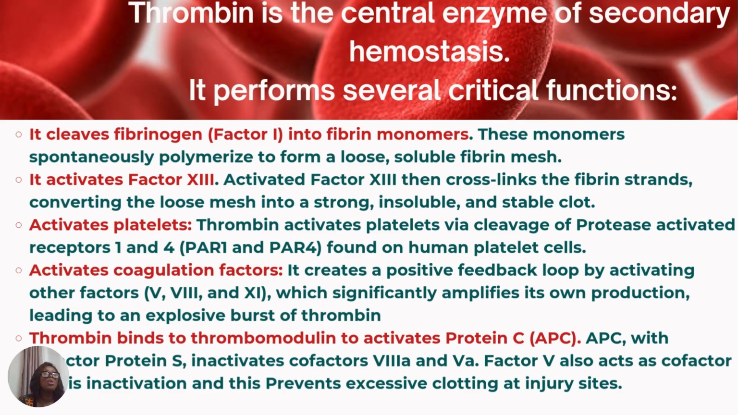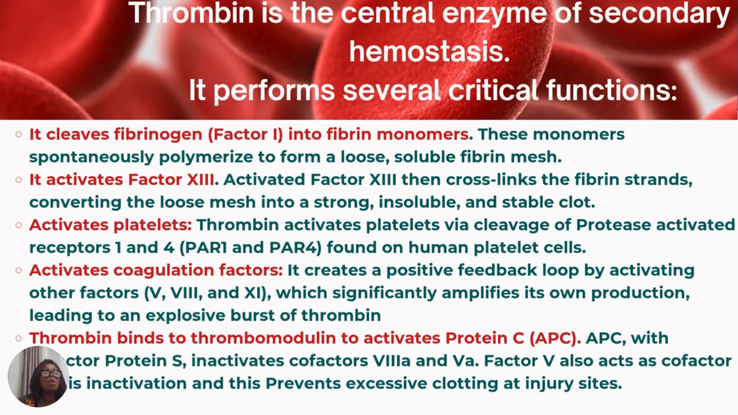So thrombin, when it's formed, also goes through a positive feedback, goes back to activate more platelets, enhancing platelet plug formation. And thrombin does this by activating the receptors on the surface of platelets, and these receptors are protease activated receptors 1 and 4. Thrombin also activates coagulation factors. Now, for coagulation factors like factor 8, factor 5, factor 11, this is a positive feedback, which significantly does what? Amplifies its own production, leading to an explosive burst of thrombin production.